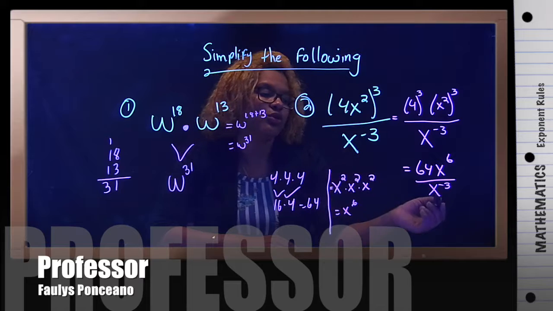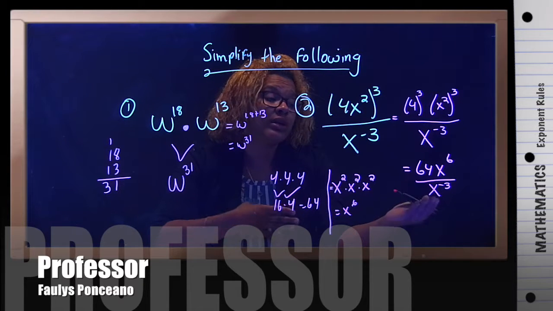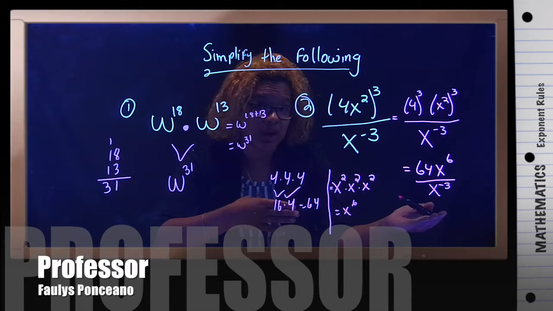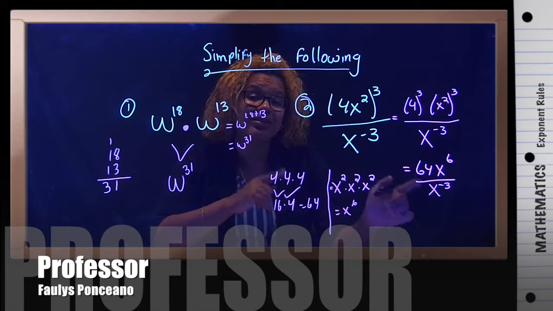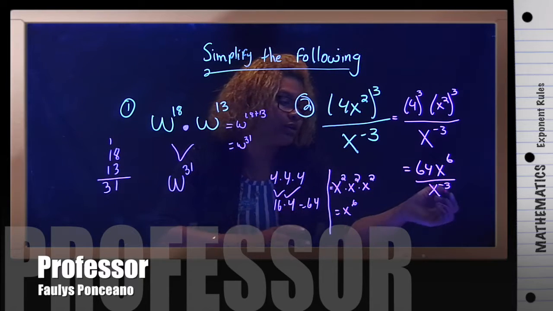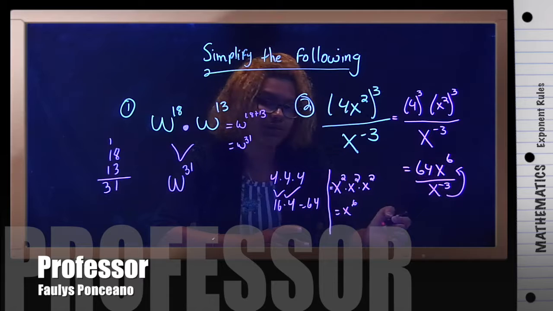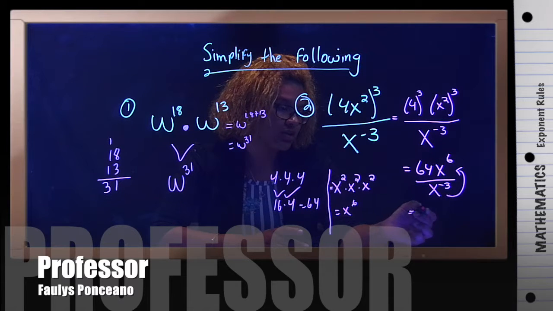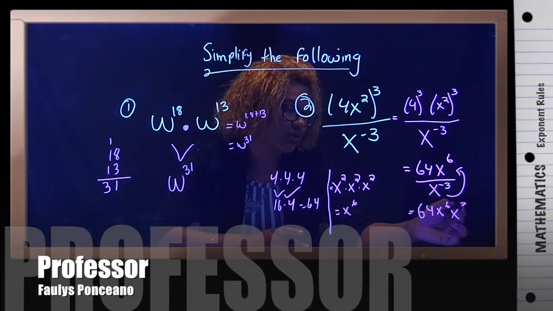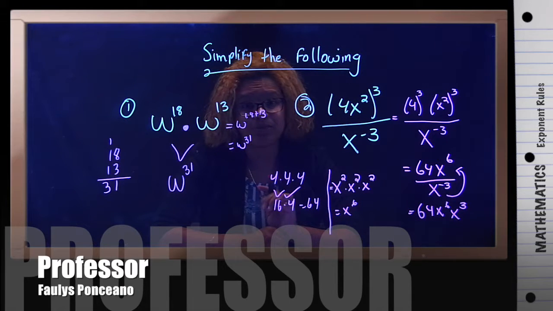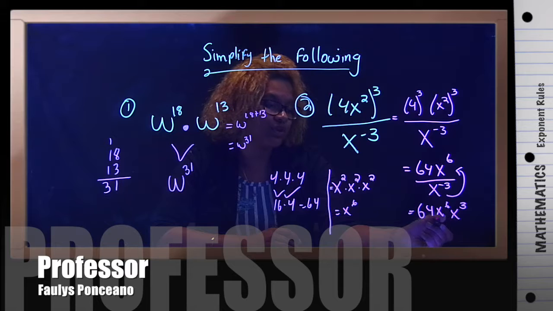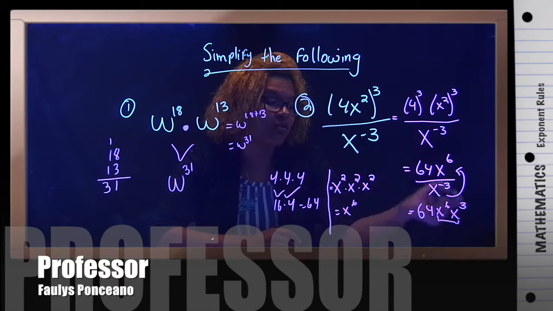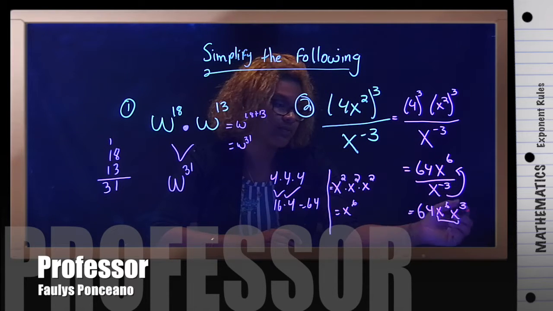Okay? So the idea is we don't want negative exponents, right? So in order to make the exponent positive, we're going to move it to the top. And it'll become positive. So then I have 64x to the 6, x to the 3. Now I don't have anything in the bottom. Okay? And now, if you see, these two right here have the same base, and they're multiplying. And when I multiply, I add the exponents.